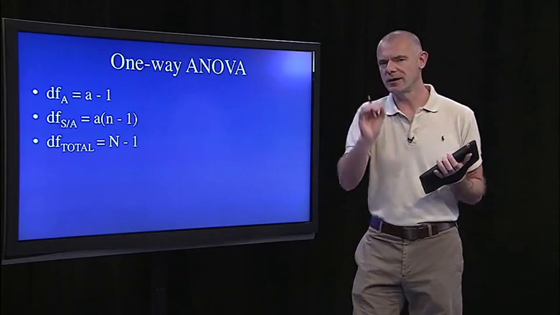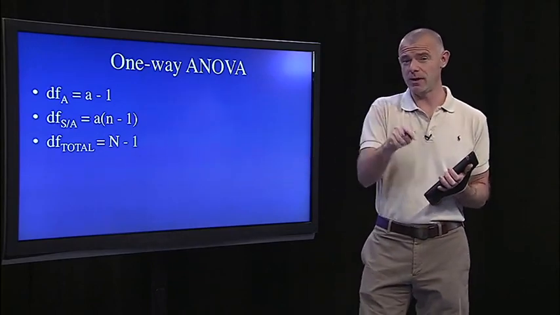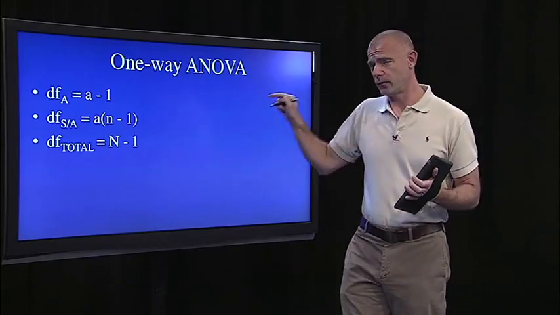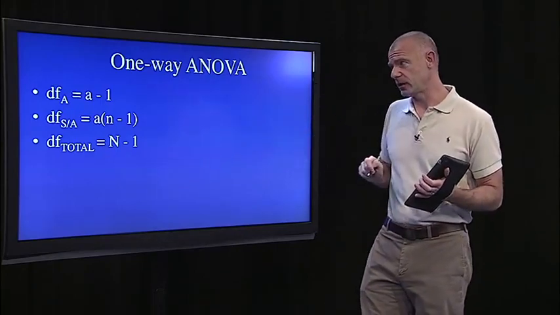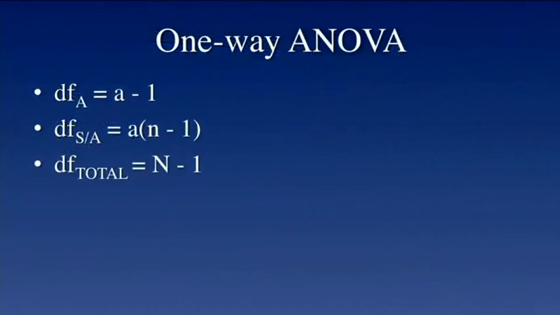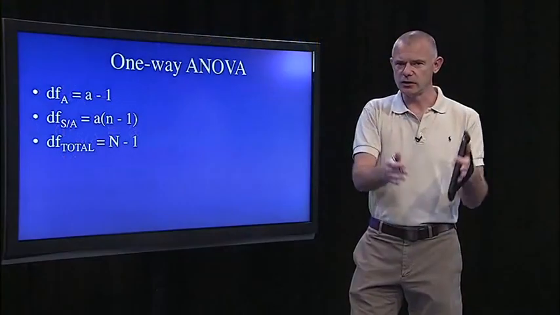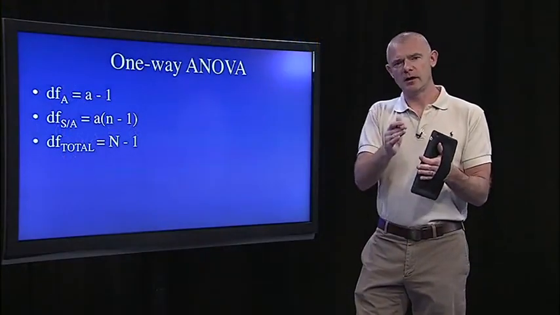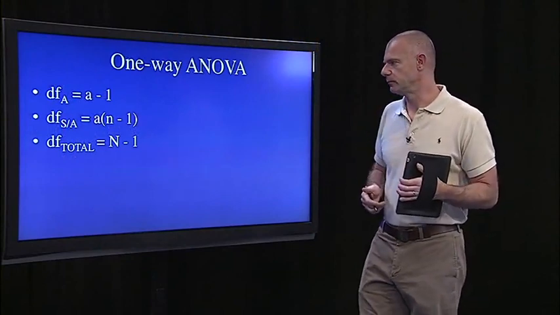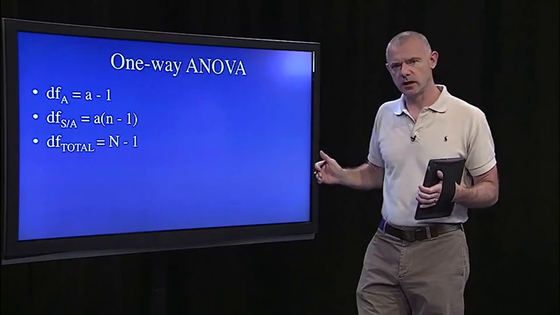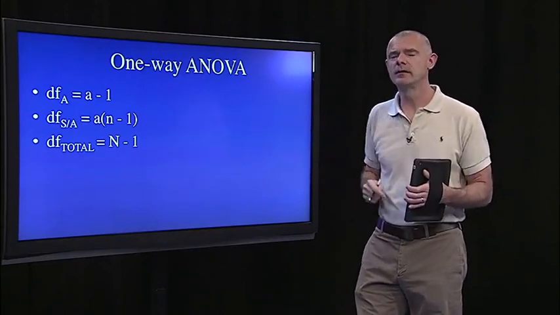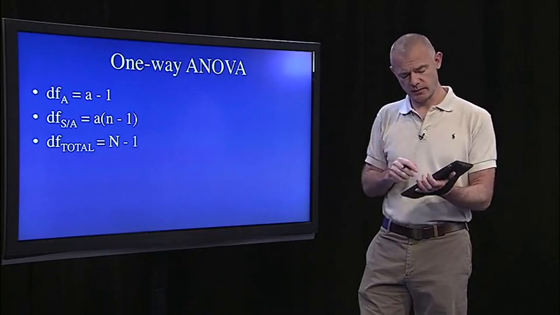Degrees of freedom is always the number of scores that go into that variance term minus 1. So for A, df sub A is just the number of levels of the independent variable A minus 1. In this case, 4 minus 1, or 3. Degrees of freedom S within A is how many subjects are in each condition, or each group, minus 1, times the number of conditions. And df total is the sum of df A and df S within A, and it's the total number of subjects minus 1.